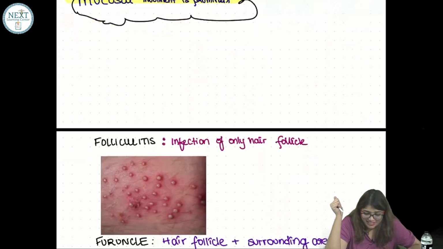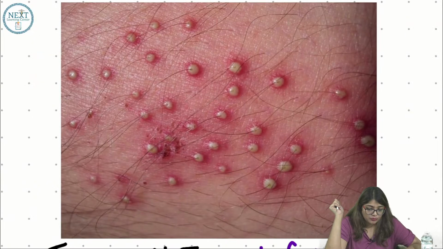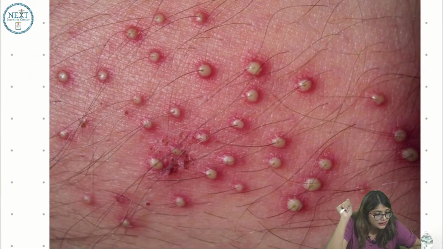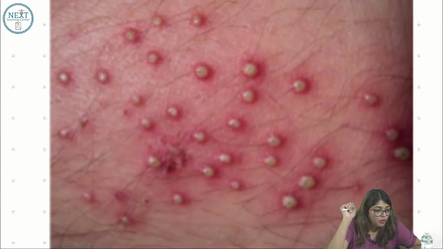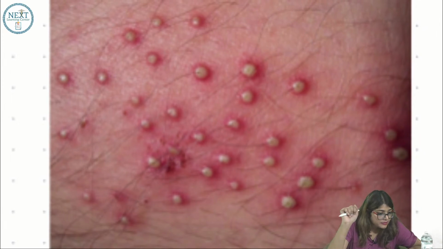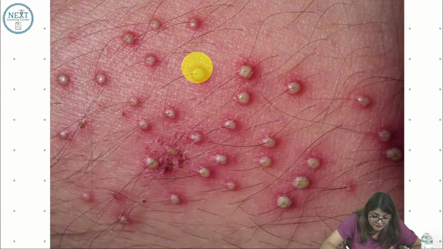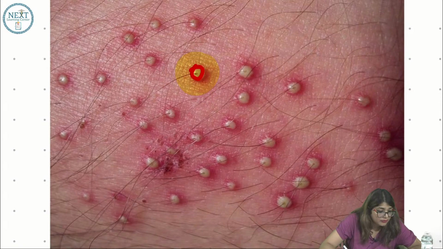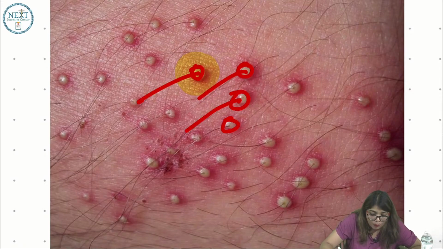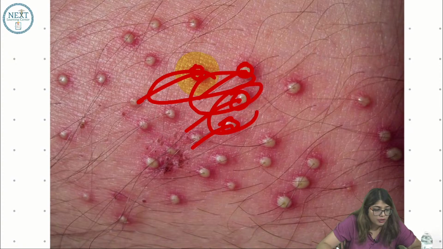Now, what is this? Can you tell me what this is? This is your folliculitis. It is an infection of only one hair follicle. Can you see there is only pus in that one hair follicle, right? So infection of only one hair follicle, that is folliculitis.